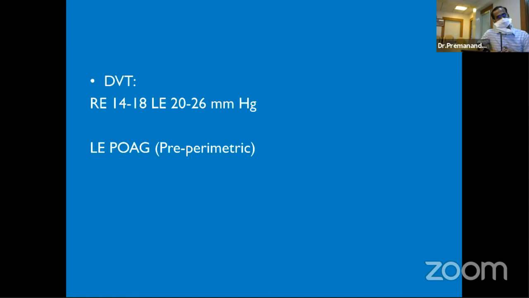So what is preperimetric? Preperimetric is nothing but glaucoma where there's structural damage, but the damage is not being picked up by the visual field test that we have.